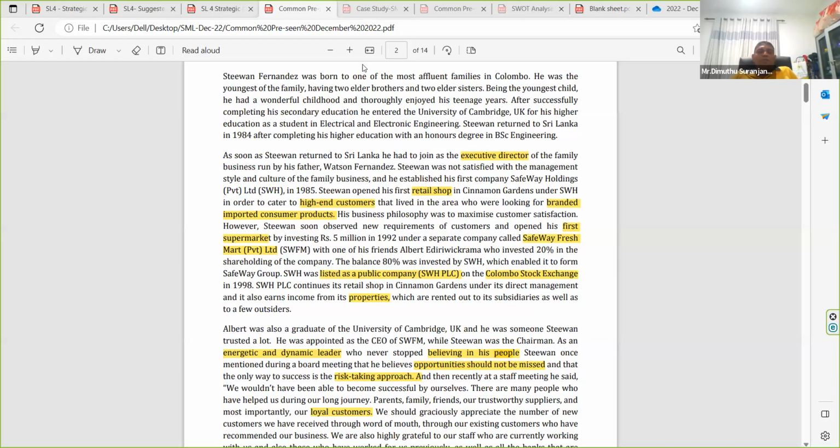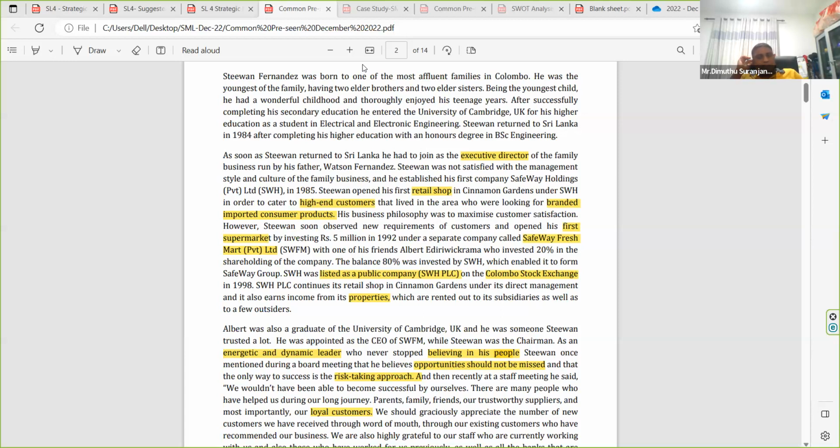However, Stephen soon observed new requirements of customers and opened his first supermarket by investing $5 million in 1992 under a separate company called Safeway Fresh Mart. That's a different company. So we have a retail shop, Cinnamon brand, whose target market is high-end customers. Then he established Safeway Fresh Mart Limited with one of his friends, Albert Edrisi Vikrama, who invested 20% in the shareholding of the company. The balance 80% was invested by SWH, which enabled it to form Safeway Group. SWH was listed as a public company, SWH PLC, on the Colombo Stock Exchange in 1998.